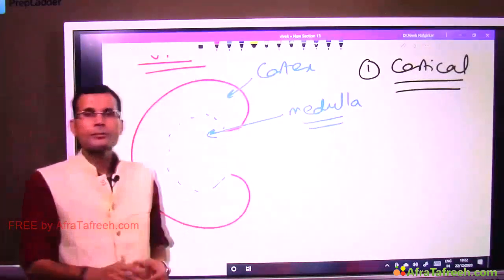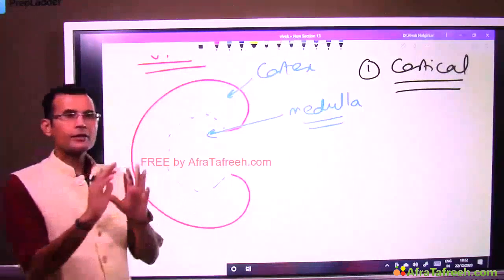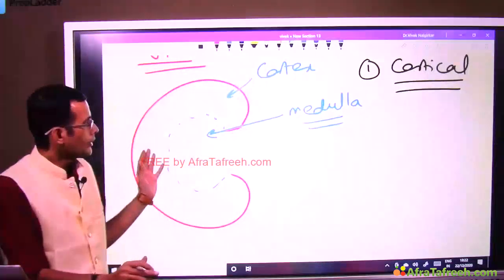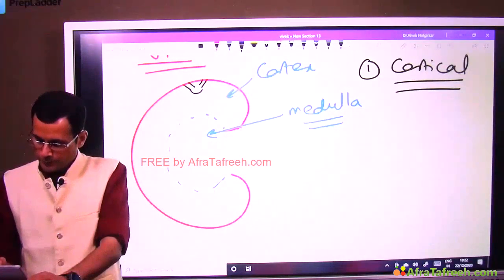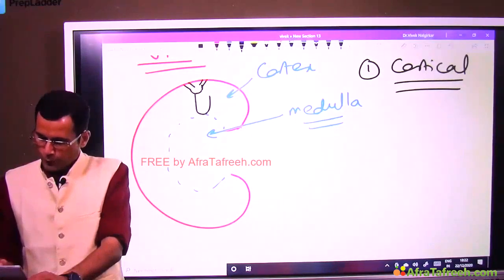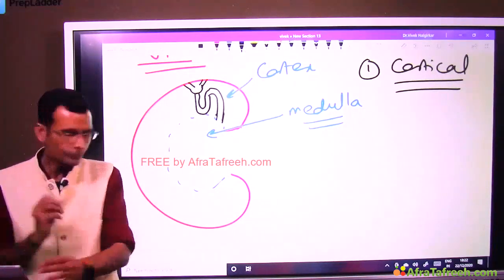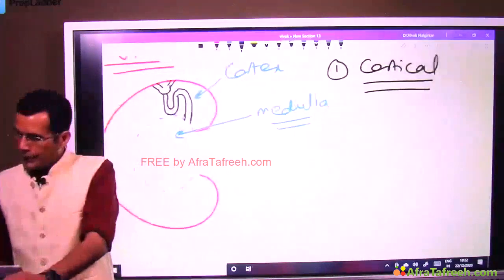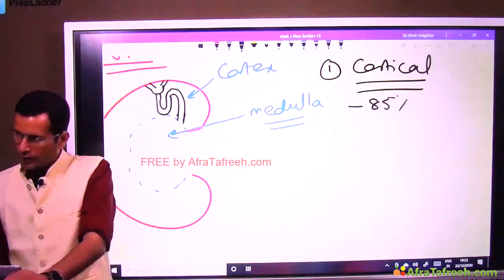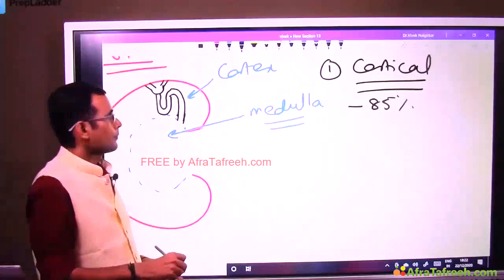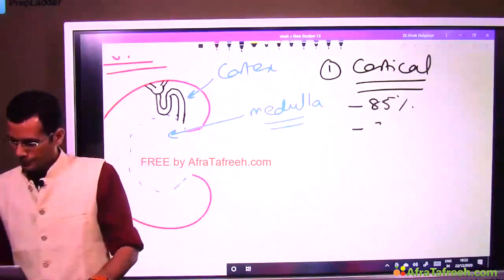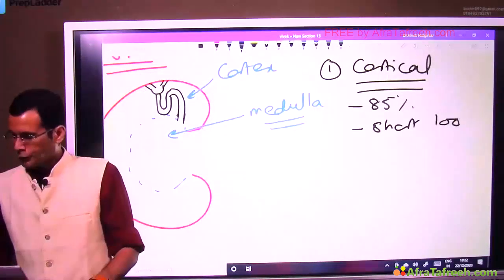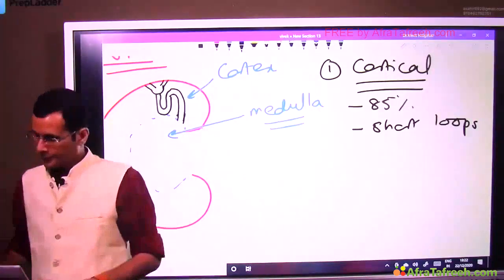Cortical nephrons, and please take it as a representative diagram. So cortical nephrons are something like this. They are glomeruli and then the loops. So 85% of nephrons are cortical nephrons. So the majority of the population. They have short loops, you can see there.